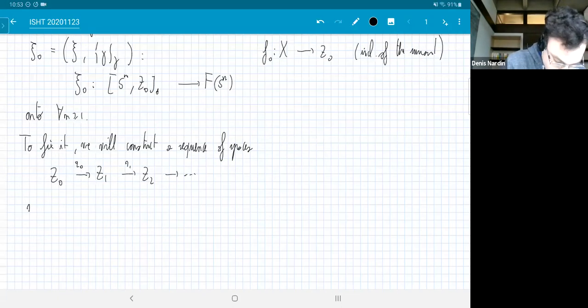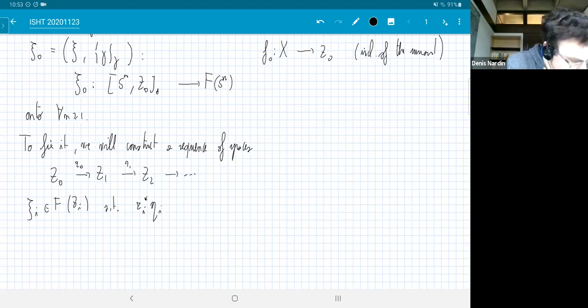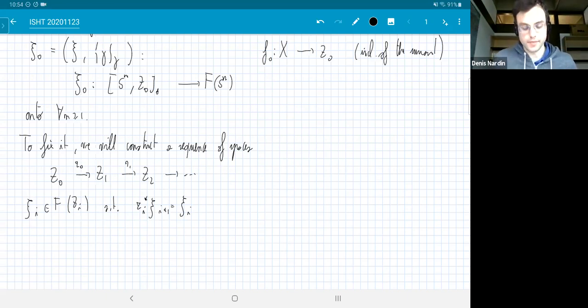And Xi I in F of Z I, such that R I upper star of, why am I calling them eta? Shouldn't we call them Xi? Is Xi I, in a way that everything that is killed in F of Sn dies at some point in this sequence. And then we're going to let our Z to be the homotopical limit of this sequence.